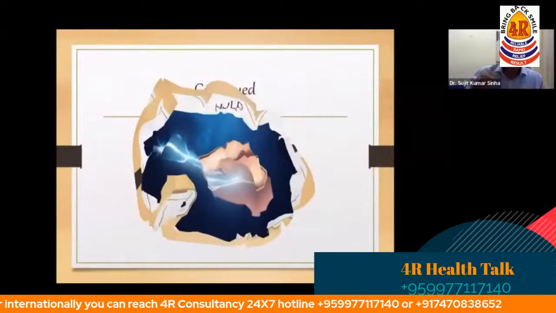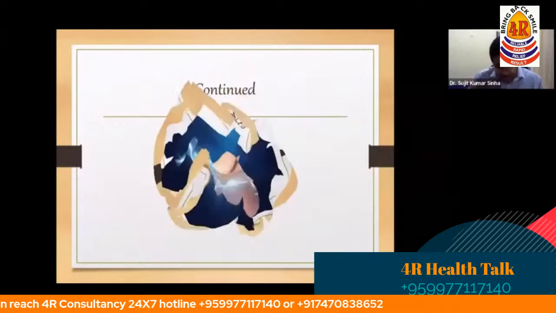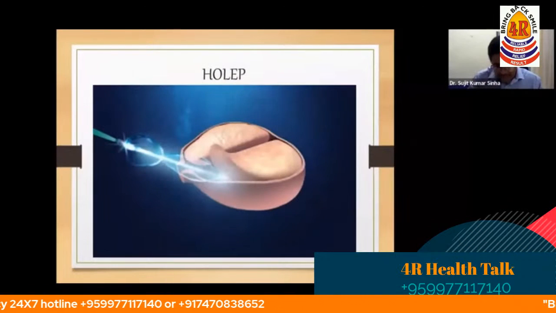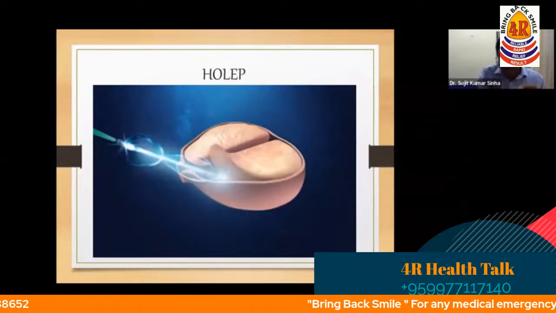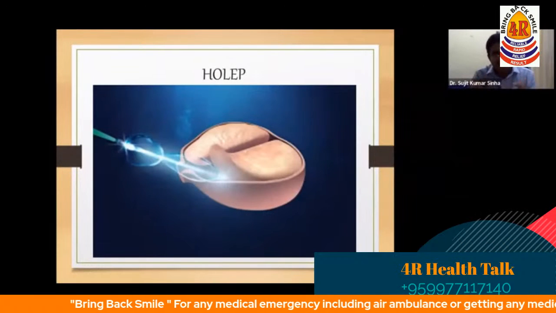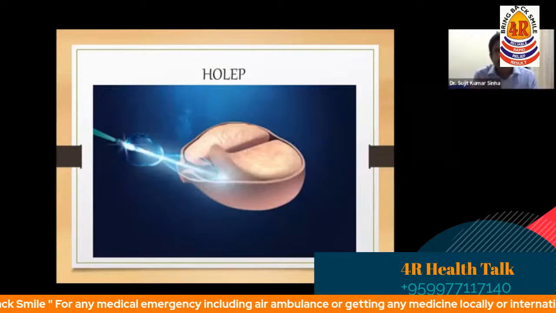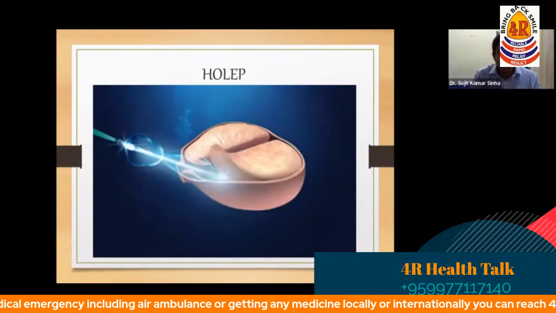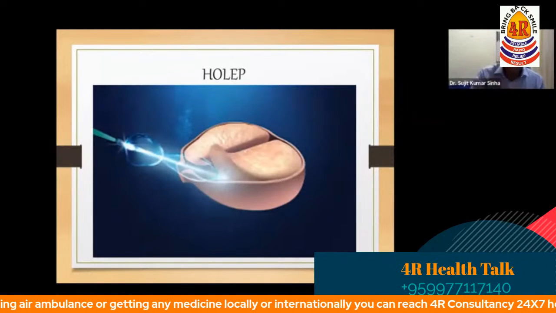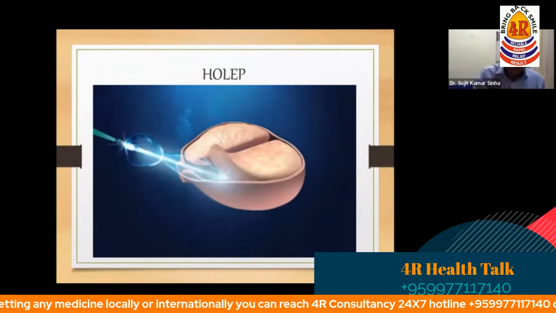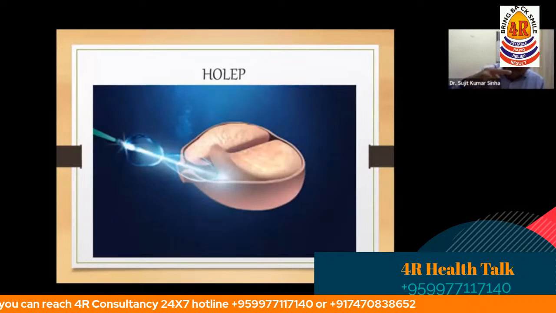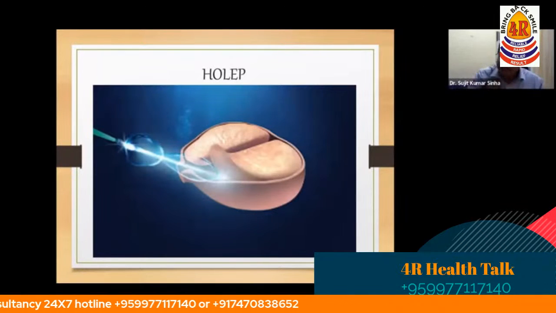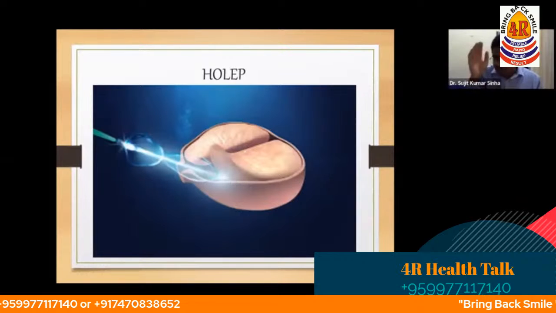Now, this is Holep. Yes, so this is HoLEP, or the laser. As you can see, the laser fiber is firing. The prostate is like an orange, where the peripheral zone is compressed like an orange peel, and the lobes are like the orange inside, and it is peeled out from that. In open prostate surgery also, we peel it out with the help of our finger. In cases of laser, we peel it out with the help of a laser. So the principle remains the same.